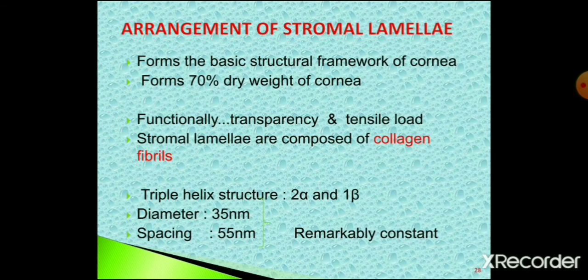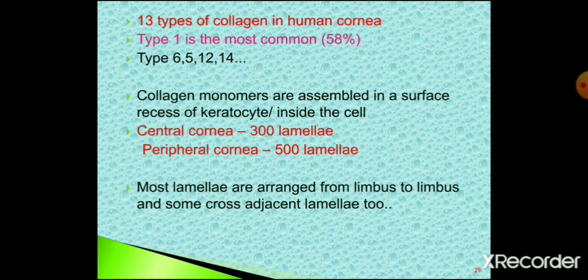Stromal lamellae are composed of collagen fibrils. The structure of collagen fibrils is a triple helix, 2 alpha and 1 beta, with a diameter of 35 nanometer and spacing of 55 nanometer, which is remarkably constant. There are 13 types of collagen in the human cornea. Type 1 is the most common, constituting 58% of the collagen fibrils. Types 6, 5, 12 and 14 are also there.